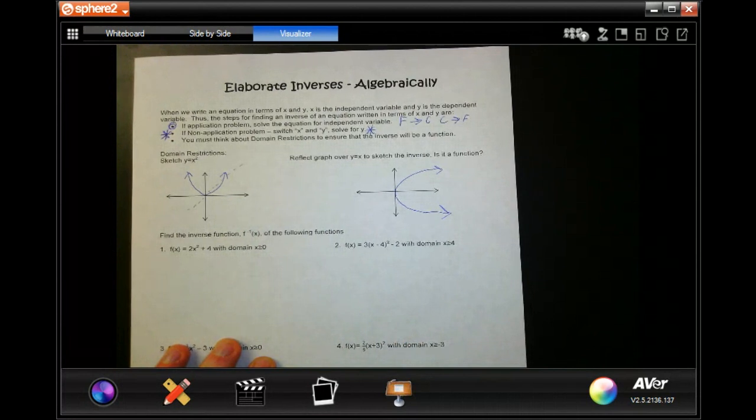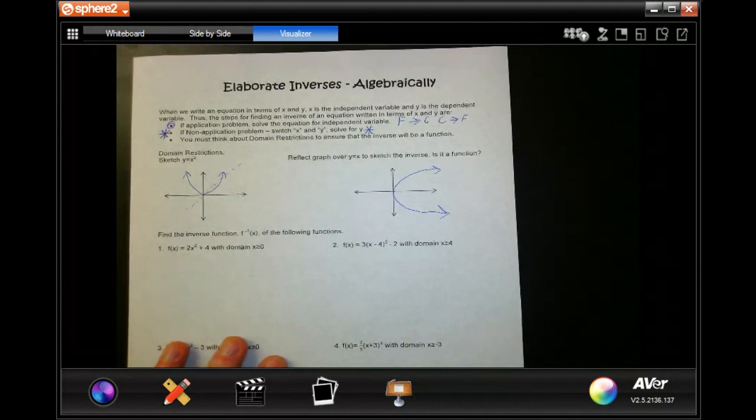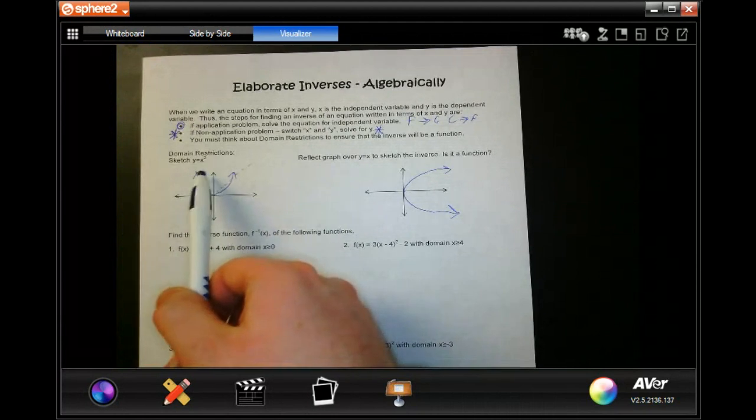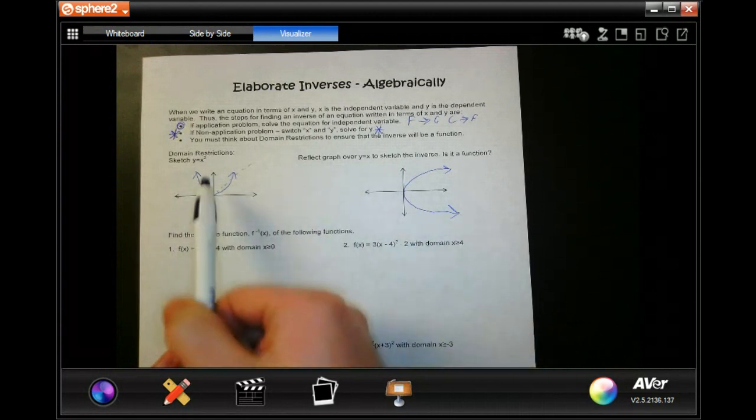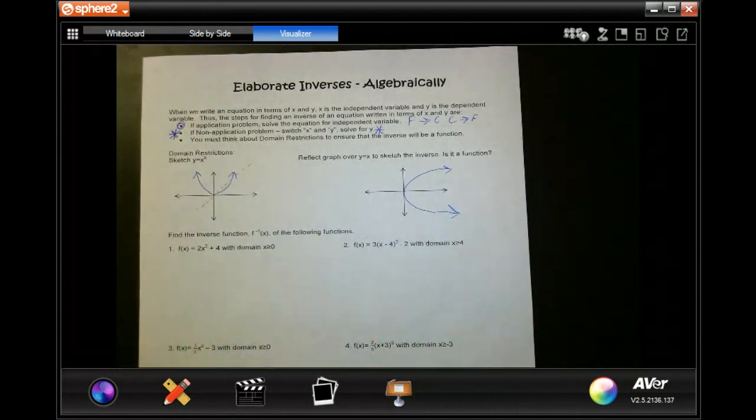So let's do that here. What would I have to restrict the domain of y equals x squared to be so that I'd have an inverse function? Think about the function that x squared will be when you inverse it. Okay, kind of think about what you did here with these two.